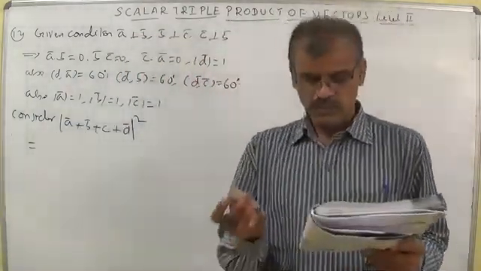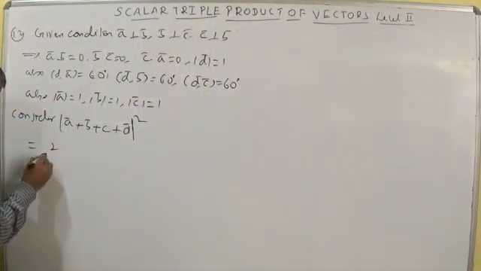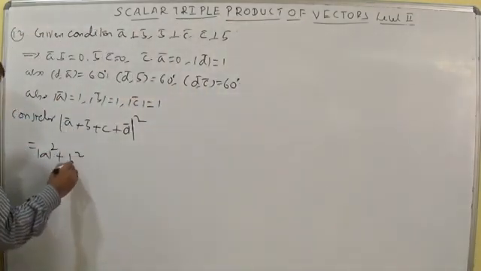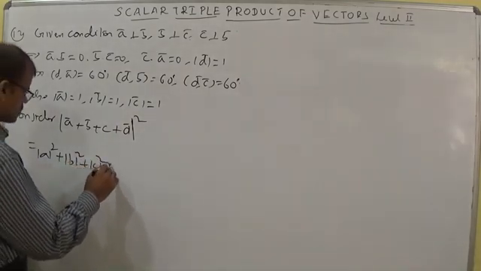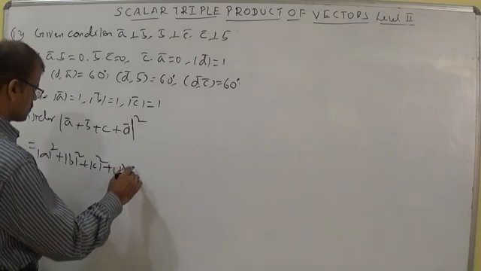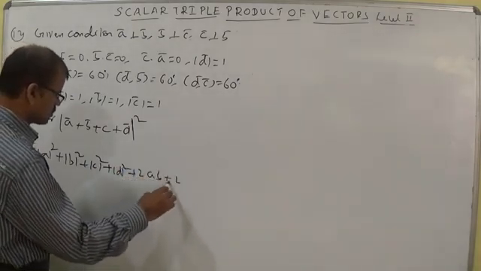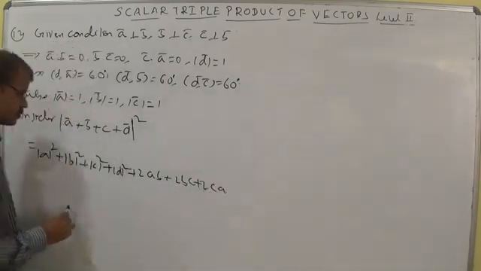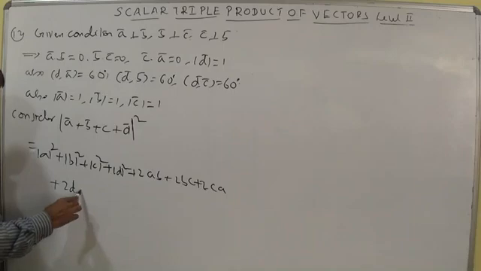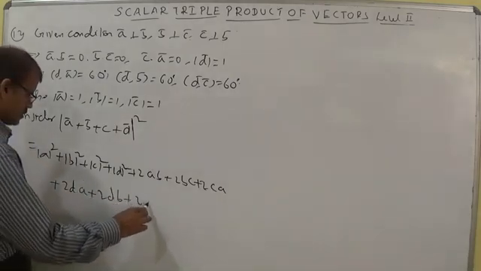So what is the value? The formula for (A bar plus B bar plus C bar plus D bar) whole square is A square plus B square plus C square plus D square plus 2AB plus 2BC plus 2CA plus 2DA plus 2DB plus 2DC.